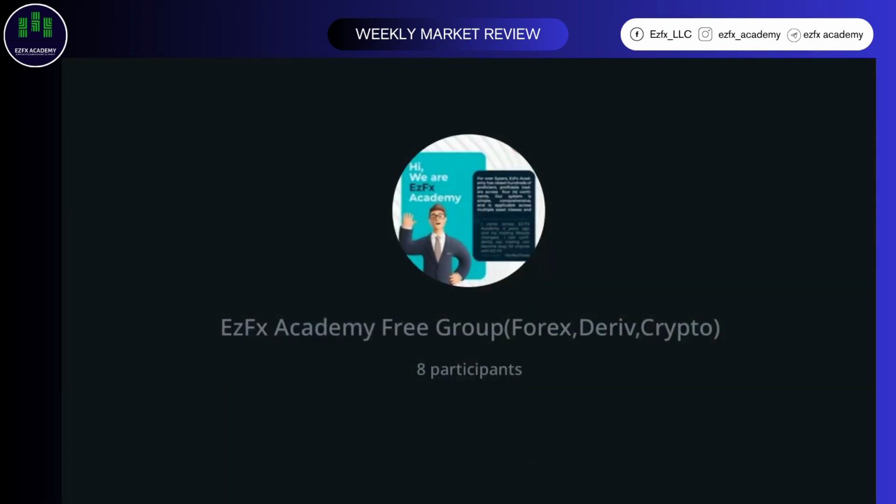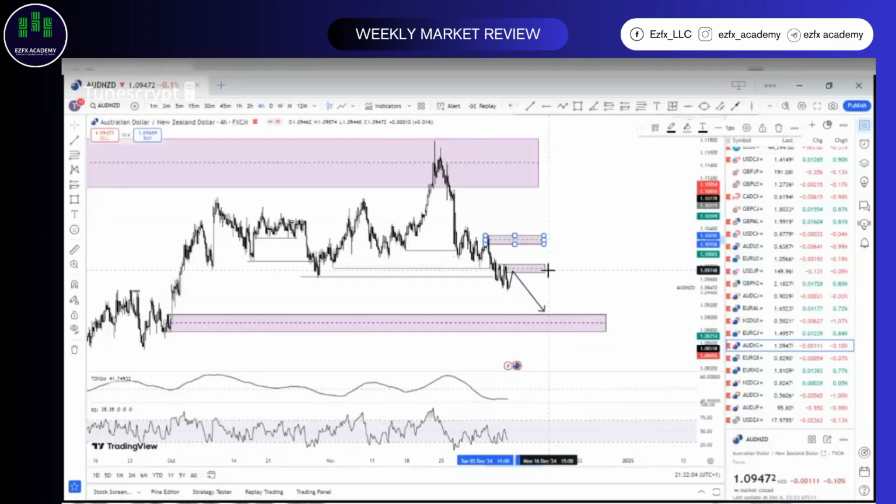But like I said earlier, for me, this would be the more preferable POI. But I'm just looking at this one also because it looks interesting to me. So for you as a trader, watch out for rejections from any of those two zones.